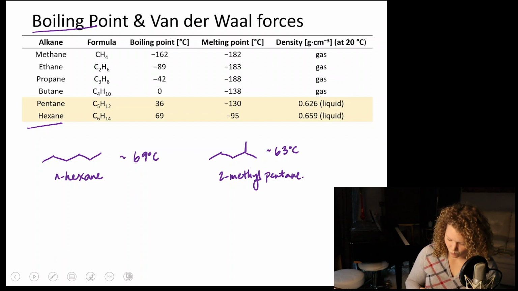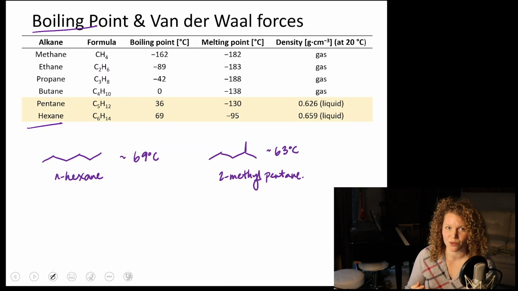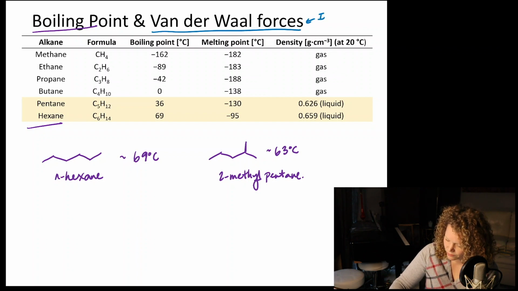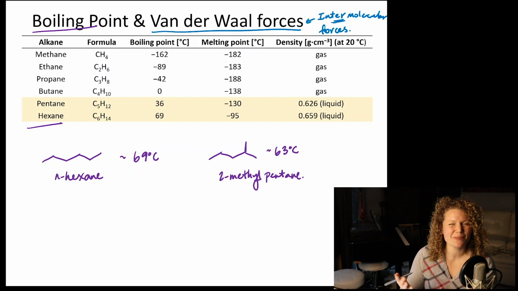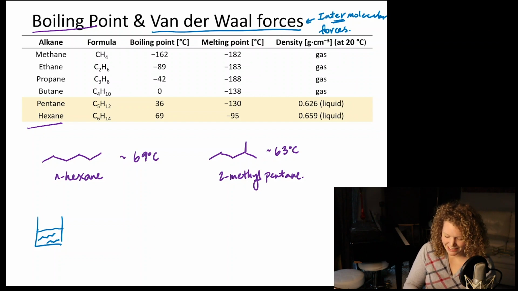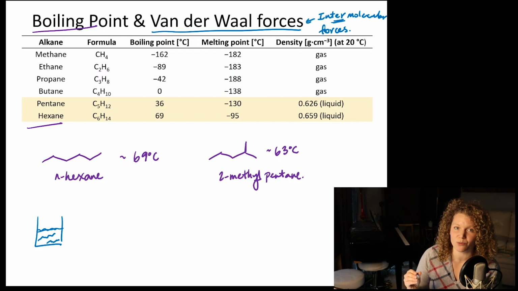And so this is involving one of the intermolecular forces that you may have learned about or we're going to be using in this course some too. So these are van der Waals forces. So this is an intermolecular force. This "inter" just means you have two molecules interacting. And what's happening here is that if we have a pot of hexane, this will boil at 69 degrees, and it takes more energy for it to boil because of these van der Waals forces.